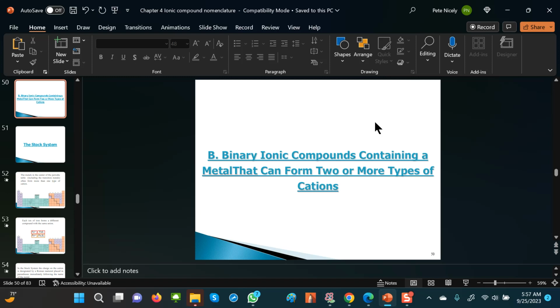So now we're going to talk about another type of binary ionic compound, where the element that forms the metal part of the compound can make an ion of different types, carrying different charges. So we're going to see how we go about naming such compounds.